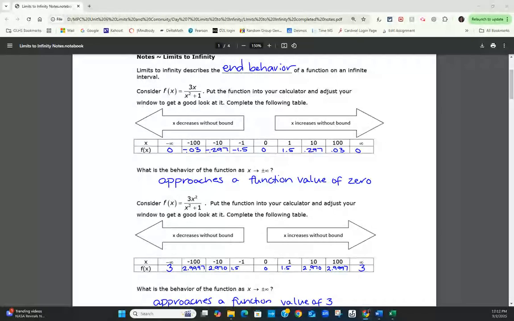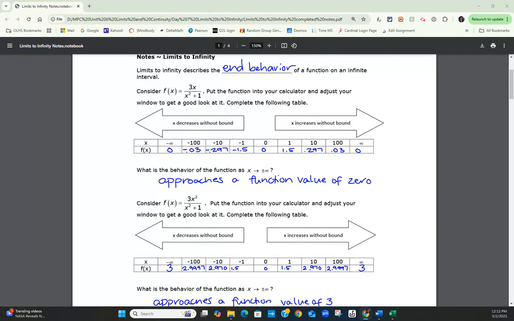Okay, so let me go through these notes on the limits to infinity. That's how we're going to end this unit on limits and continuity. So you always want to remember that limits to infinity describes the end behavior of a function on an infinite interval. So if you were to look at the graph of a function, we're finding out what is happening as x is approaching negative infinity and x is approaching infinity.